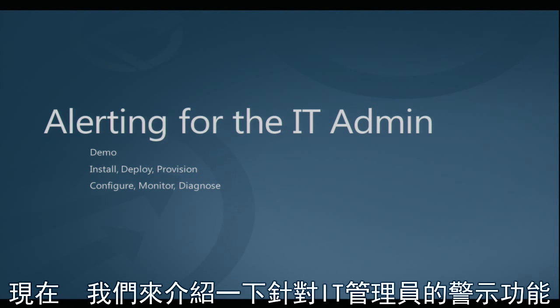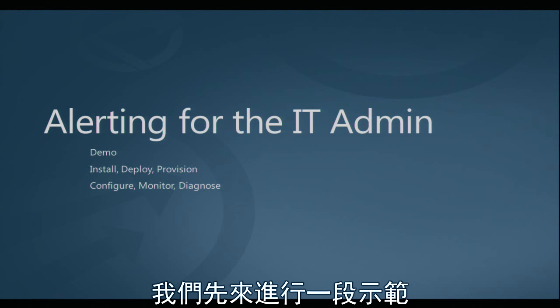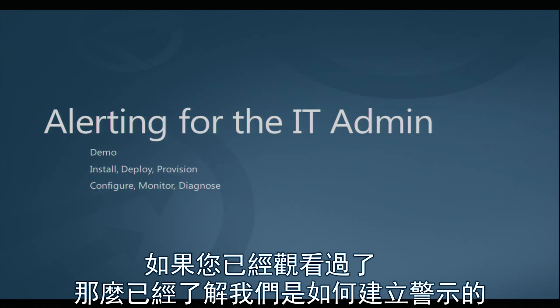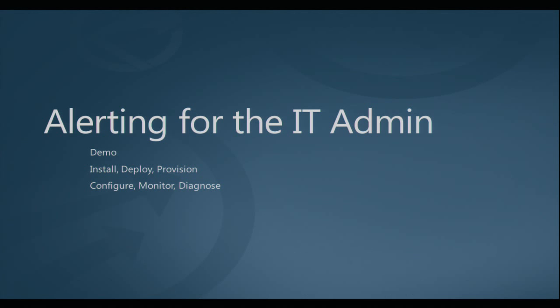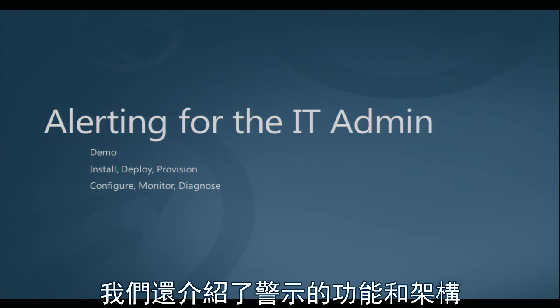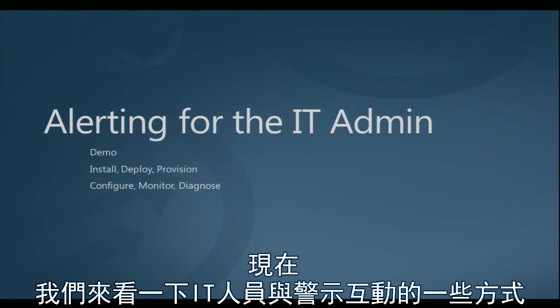So now, let's dive into alerting for the IT admin. What we're going to do is start off with a demo. If you've been with us for part 1 and 2, you've seen how we create alerts. We see how we manage alerts for information workers and also for site admins. We also talked about what the features are, what the architecture is. If you haven't watched those, I highly recommend that you go watch those. Now let's take a look at some of the ways that IT interacts with alerts.